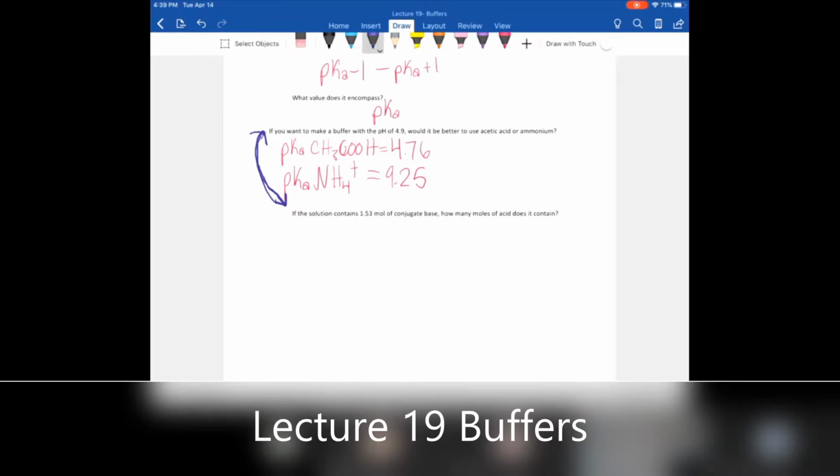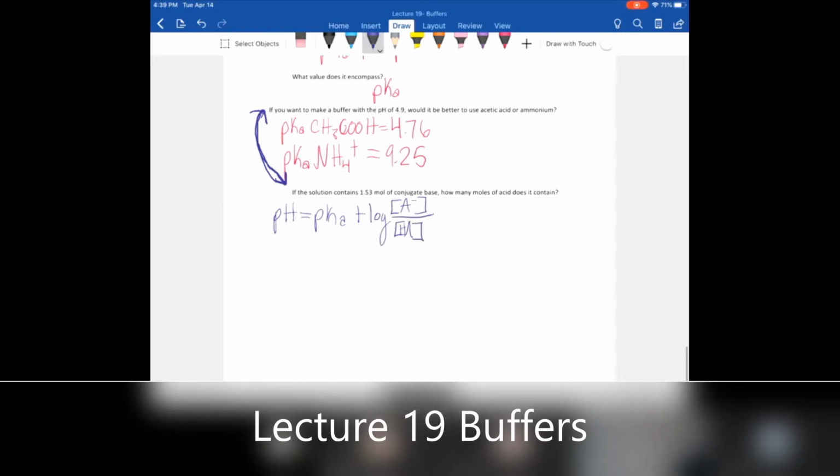And you know that the pH is going to be 4.9. So you do your pH equals pKa plus log of A minus over HA. Yes. So your pH is going to be 4.9. So you're referring back to the previous question where it says 4.9 is your pH.